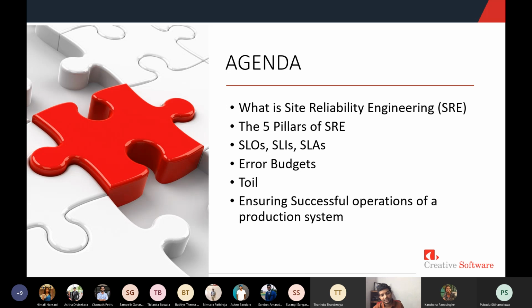And then toil. Toil is more into manual automatable work. So if a person is doing repetitive work all the time, which can be automated, we call it toil. I'll be talking about that as well. And then if there's time, we'll be talking about how to ensure the successful operation of a production system.